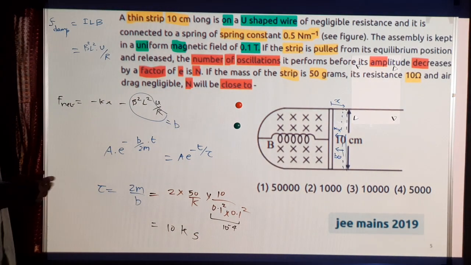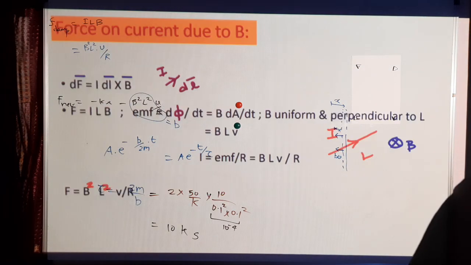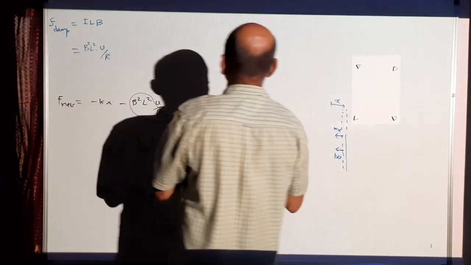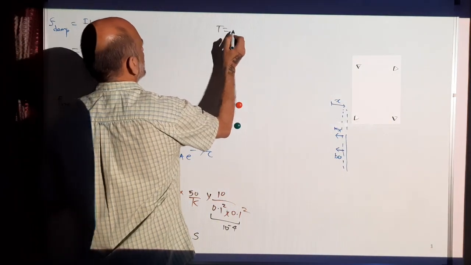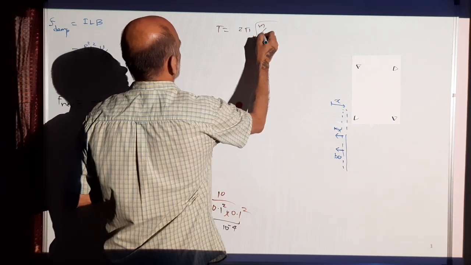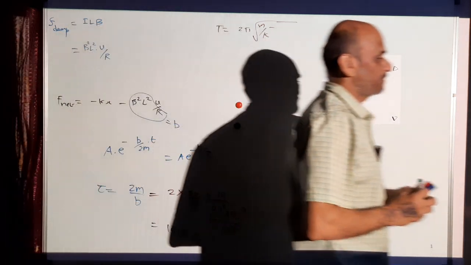And the time period of this SHM, T, is 2 pi into square root of m by k. This is for pure SHM. And there will be a correction because of the damped part.